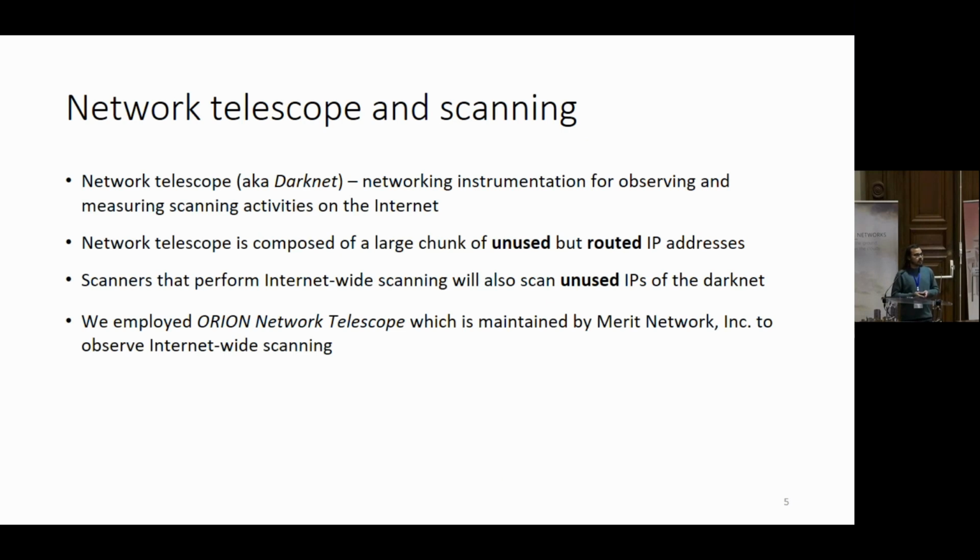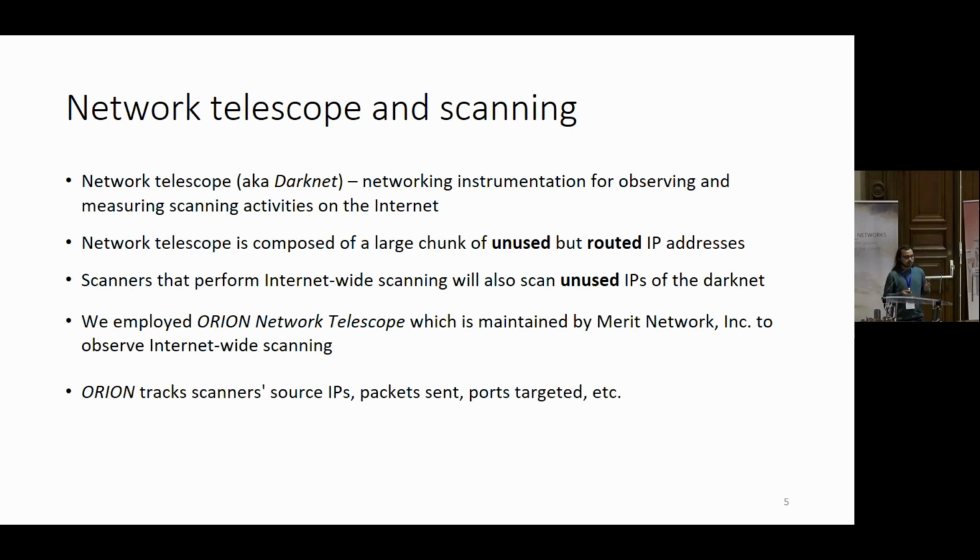In our study, we employed the Orion Network Telescope, which is maintained by Merit Network, to observe internet-wide scanning. Orion tracks scanner source IPs, packets sent, ports targeted, as well as other network and geographical information. Note that any traffic that is received on a network telescope is unsolicited, because all the IPs of network telescopes are unused, meaning there are no hosts requesting any legitimate traffic whatsoever.